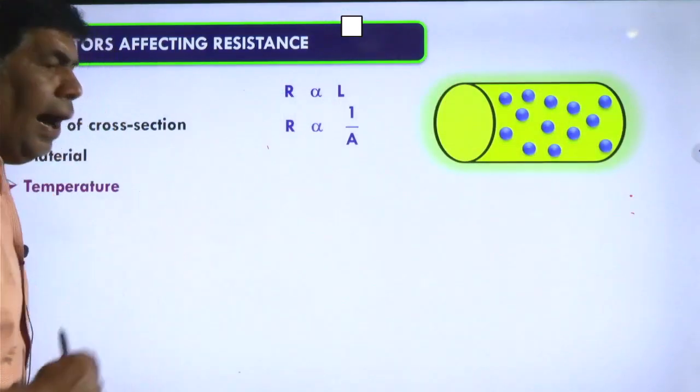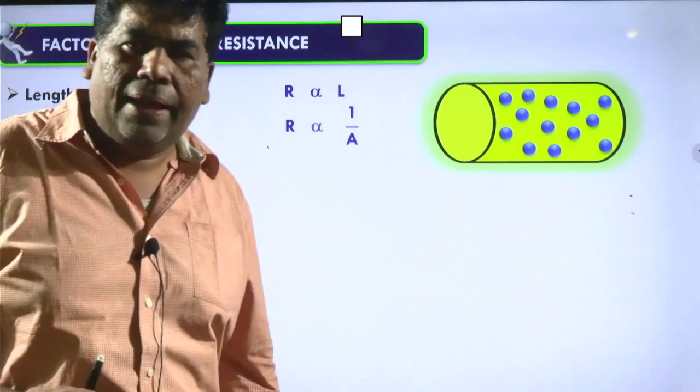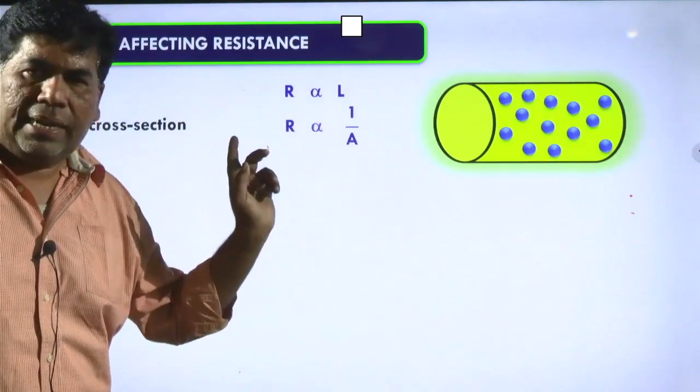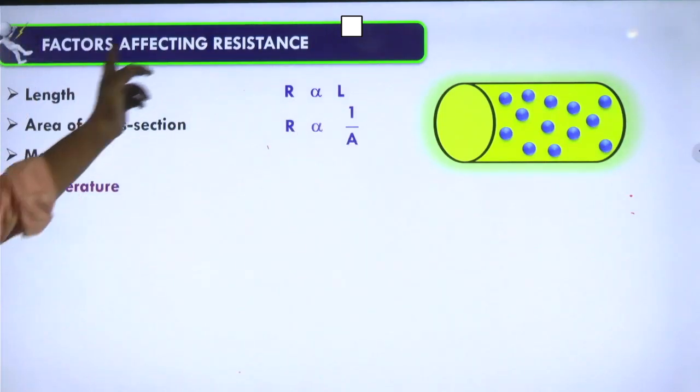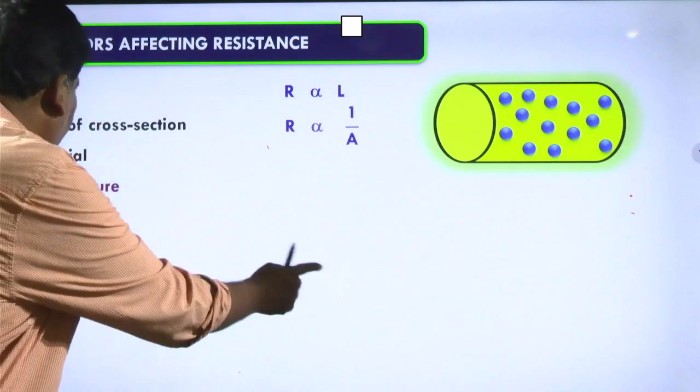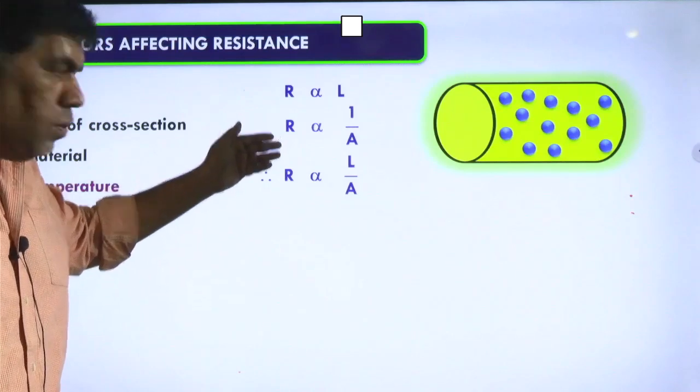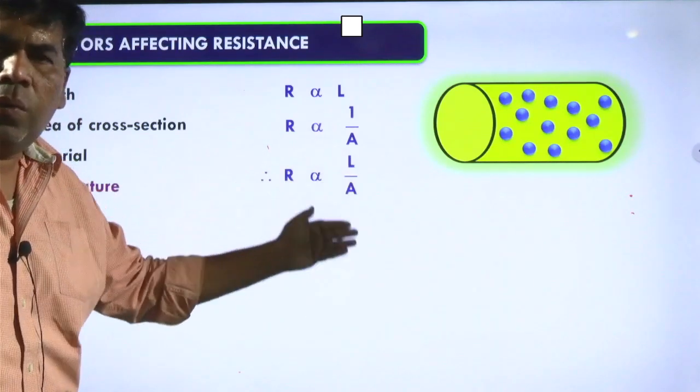So hence R is proportional to 1 by A. Resistance is inversely proportional to the area of cross section. That is the second factor affecting resistance. If you combine these two, what will you get? R is proportional to L by A.